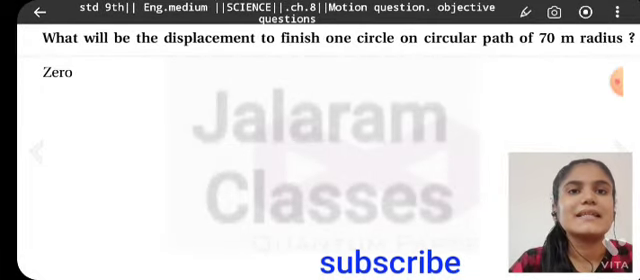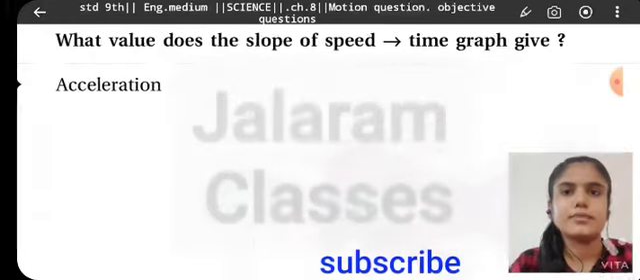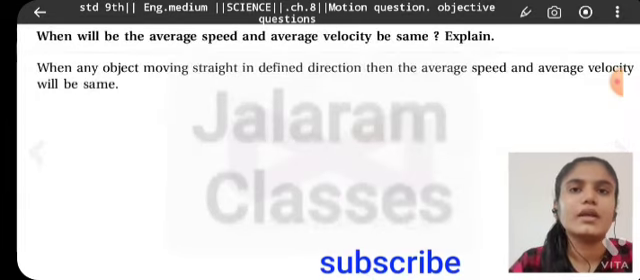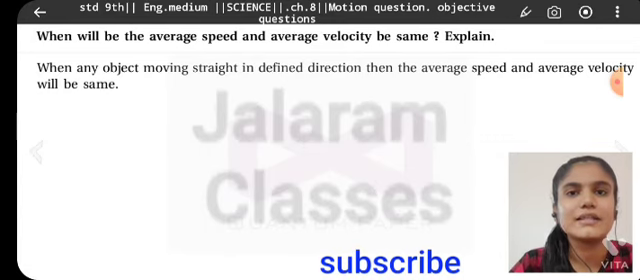What will be the displacement to finish one circle on a circular path of 70 meter radius? 0. What value does the slope of the speed versus time graph give? Acceleration. When will the average speed and average velocity be the same? Explain. When any object is moving straight in a defined direction, then the average speed and average velocity will be the same.